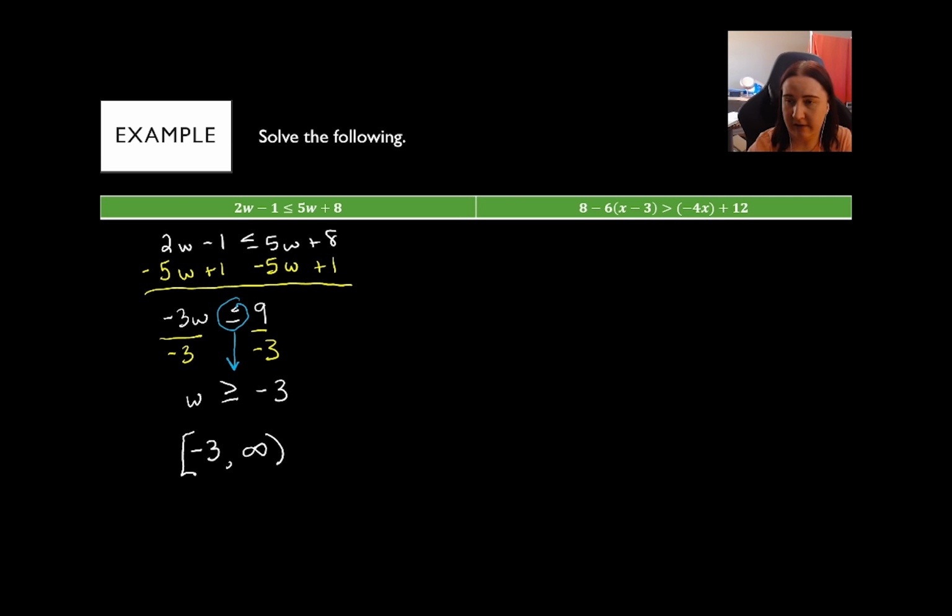This next one is a longer one. We've got 8 minus 6 times x minus 3 greater than negative 4x plus 12. I had to put a parenthesis around the negative 4 because when I was typing it, that greater than and then the negative, it wanted to turn it into a different symbol. And I'm like, that's not what I want. So I had to just put parentheses to force it to not do that.